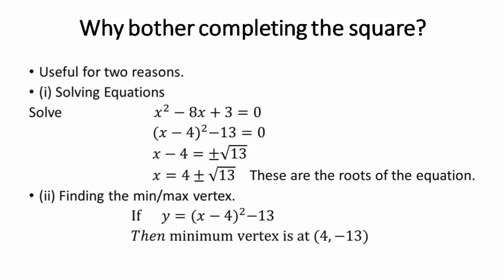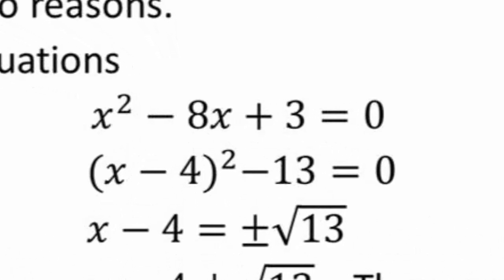And the answer is, firstly, we can use it to solve equations. So let's use it to solve x squared minus 8x plus 3 equals 0. Now, I would argue that this is easier than using the quadratic formula, and it gives us an exact answer. All we have to do is write it in completed square form. We've already done this one on the last slide, and as we know, it comes to x minus 4 squared minus 13 equals 0.